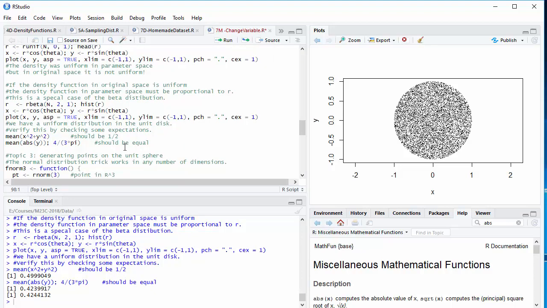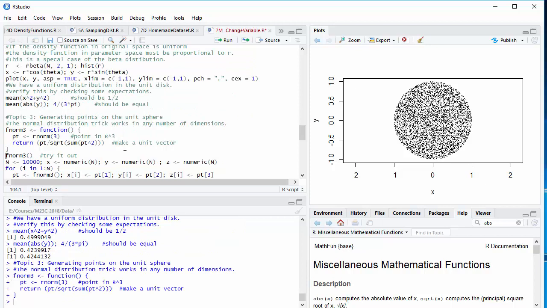Now let's do something really ambitious. Let's try generating points on the unit sphere in R3. This normal distribution trick, in fact, works in any number of dimensions. If you want to generate points on the unit sphere in R10, you can do it this way.